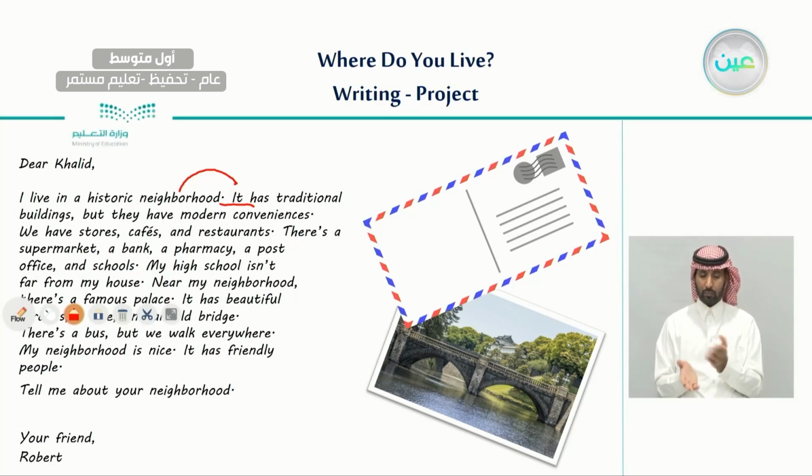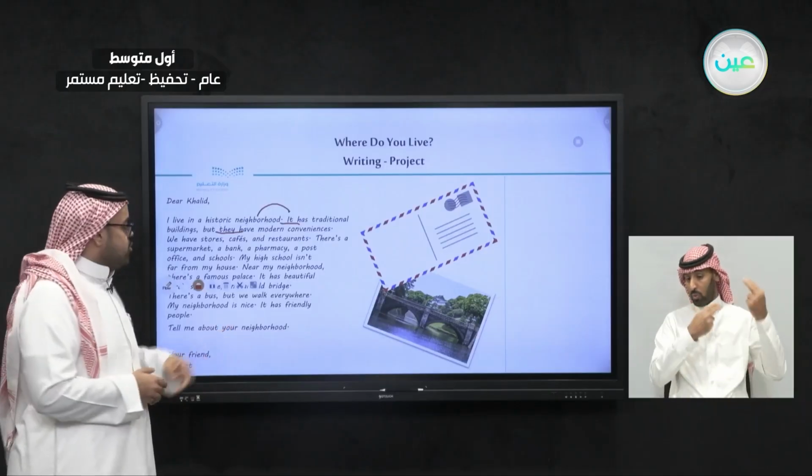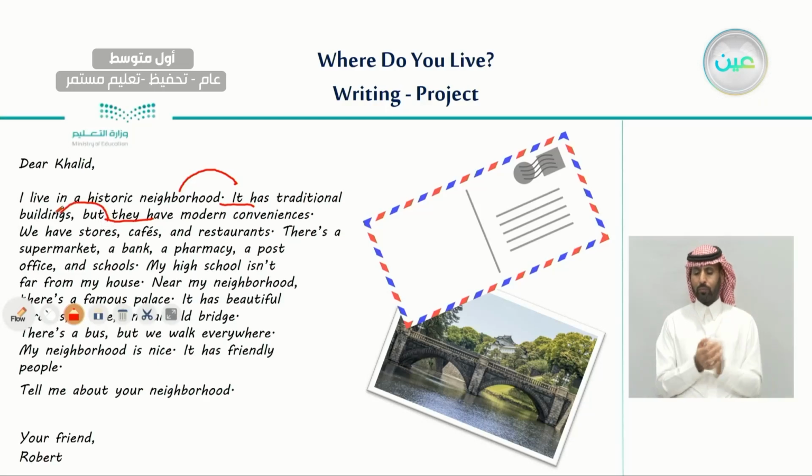Let's continue. But they have modern conveniences. They refers to what? Very good. They here refers to buildings. So here we're talking about buildings that have modern conveniences. Let's continue. We have stores, cafes, and restaurants. We refers to what? Very good. We refers to Robert and his neighborhood.